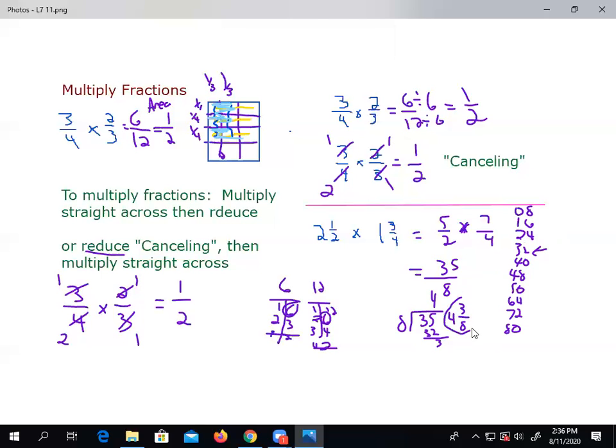So I could change that into a mixed number by using long division. So the 4 is my whole number, and remember that the remainder is part of your fraction, 3/8. And this should go back to 35/8 if you put it back together. So they should be equivalent. They're just in different forms.